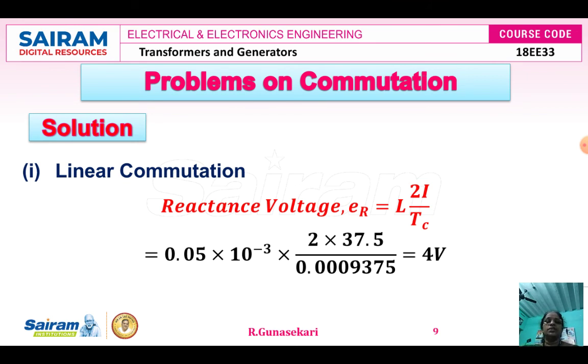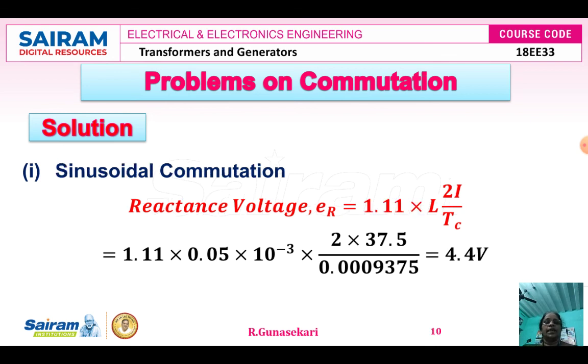Okay. Now we calculate the reactance voltage for linear commutation. The formula is reactance voltage ER equal to L into 2I divided by Tc. Now you substitute the values. L equal to 0.05 into 10 to the power minus 3, 2 into I, where I is 37.5, then Tc equal to 0.000937, that is equal to 4 volt. So finally the reactance voltage ER for linear commutation for the lap wound generator is 4 volt.